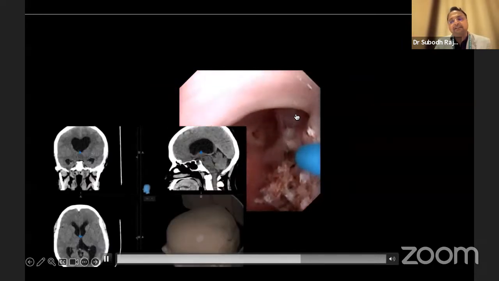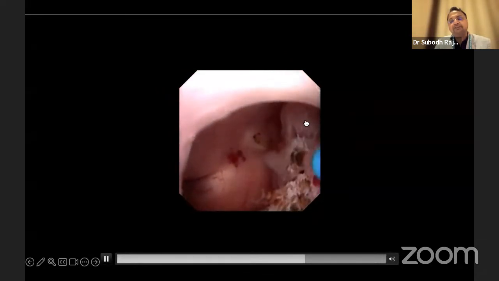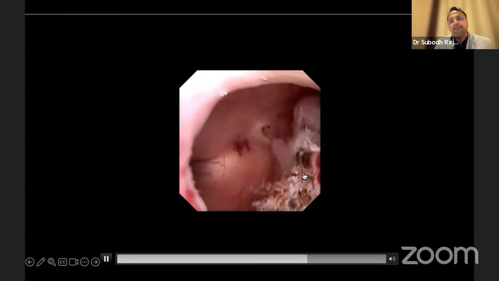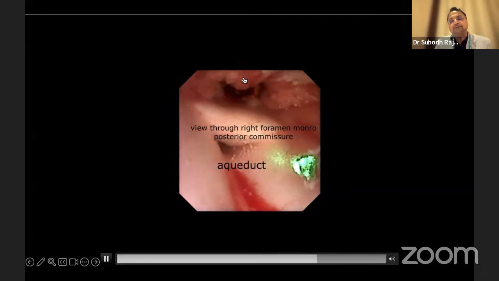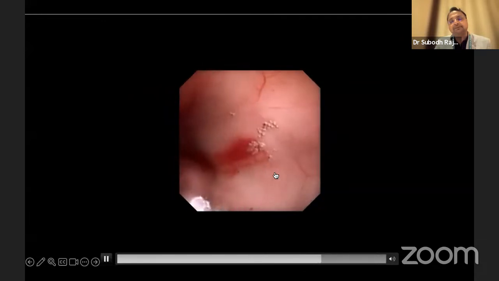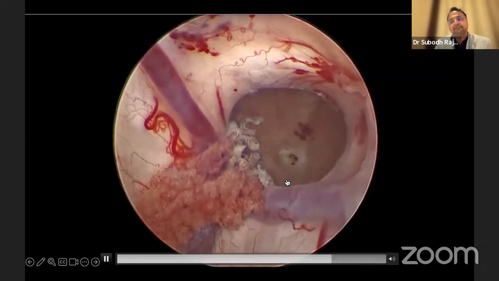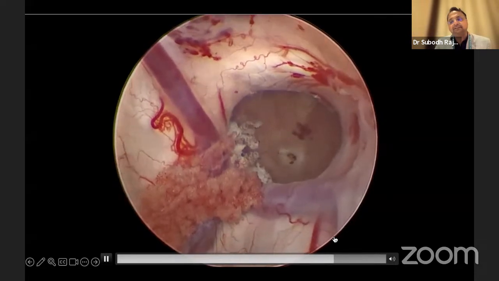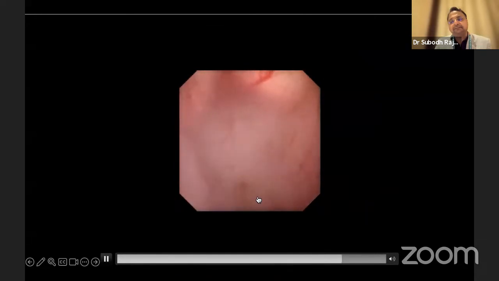But we thought that this could be a part of the cyst wall, so we kept on coagulating. Once we start coagulating the cyst wall, all the contents keep on coming out. And this is the posterior part of the third ventricle. This is the aqueduct. This is the posterior commissure. So this is the end point where we see all things: no hematoma, nothing, all clear. And the inside of the third ventricle is also clear.